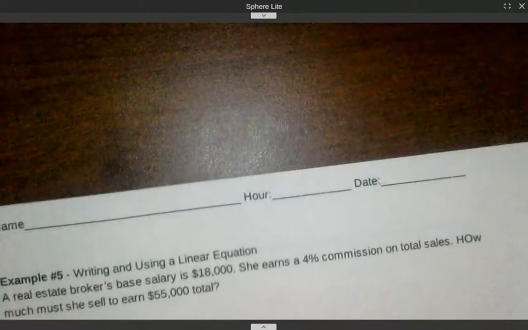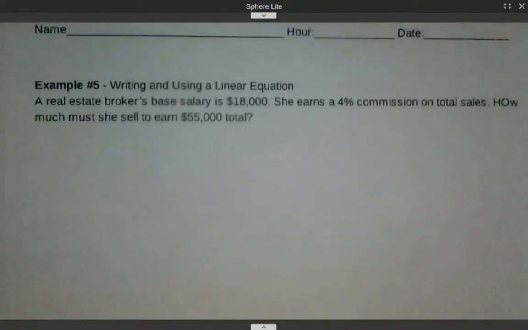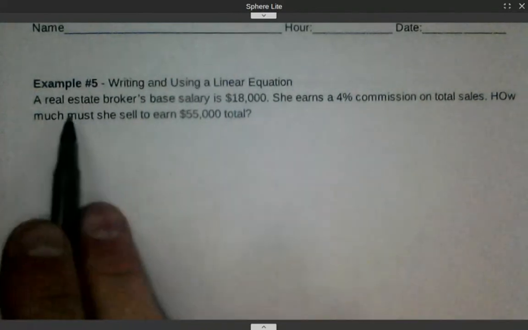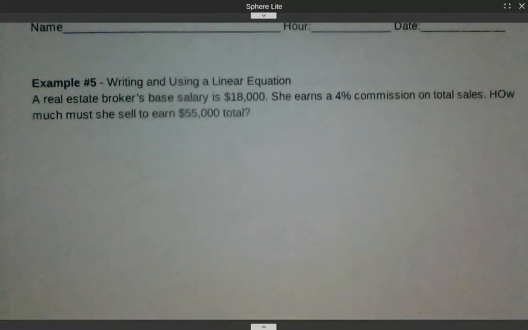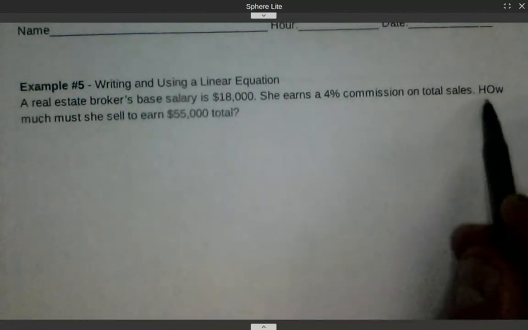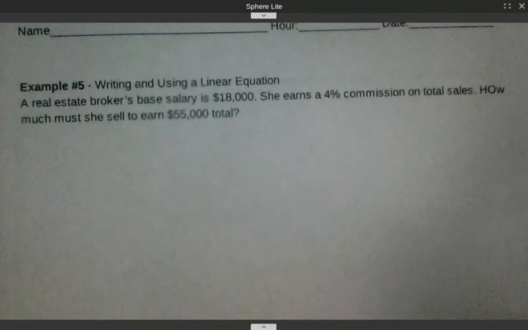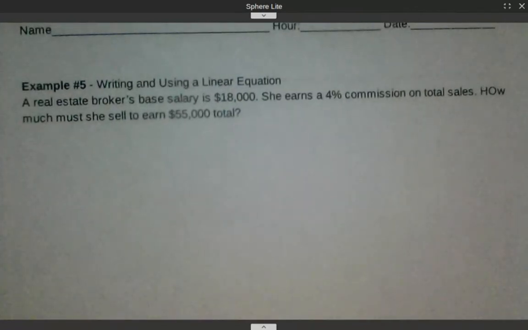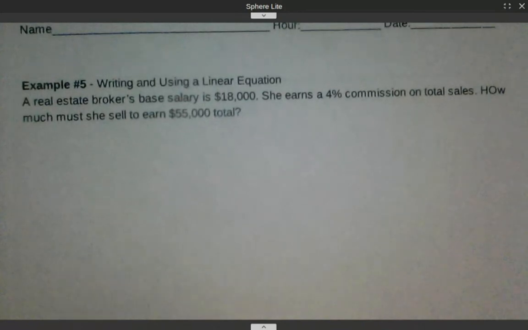All right, the last type of problem is a word problem. These types of problems can be challenging, but we're going to try and break it down. So a real estate broker's base salary is $18,000. She earns 4% commission on total sales. How much must she sell in order to make $55,000 total?